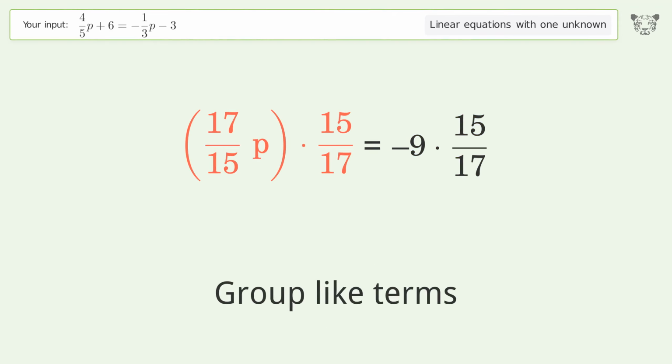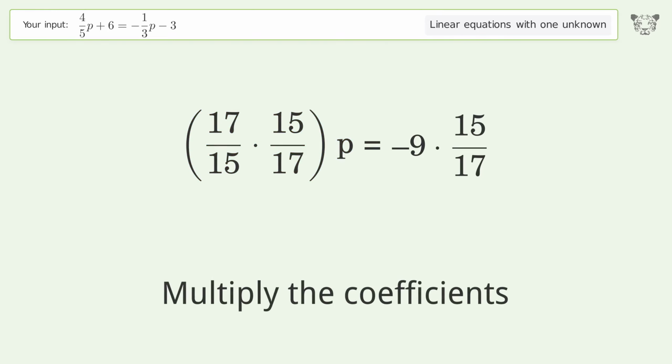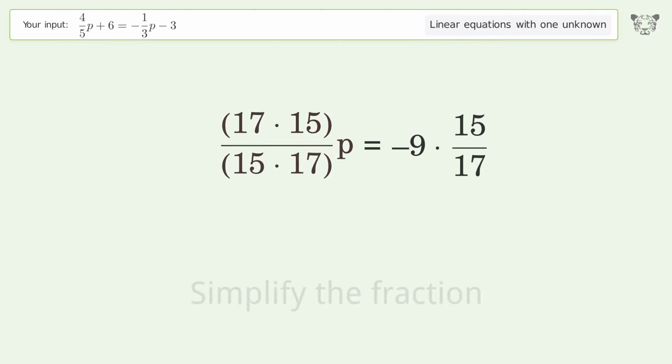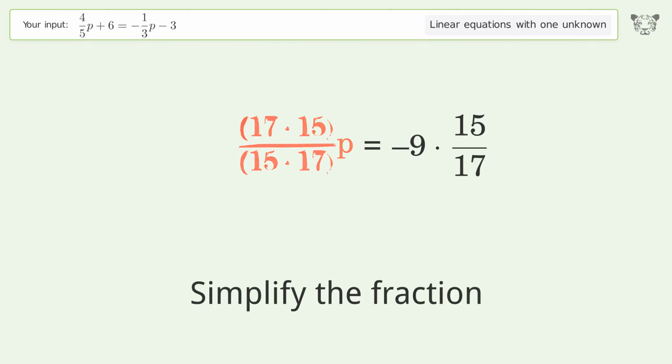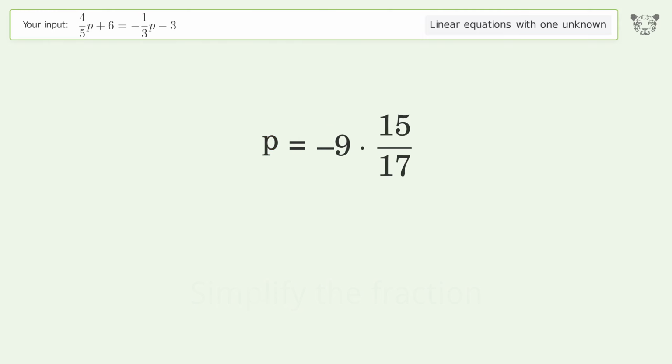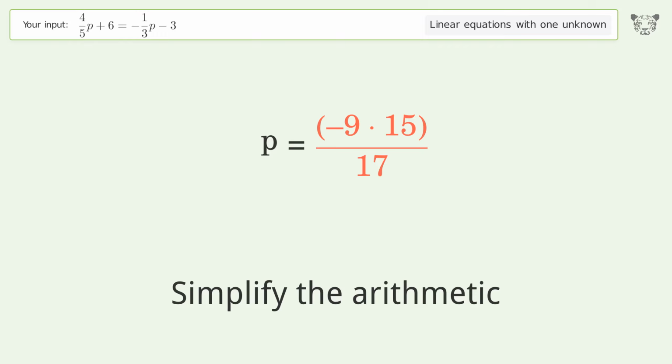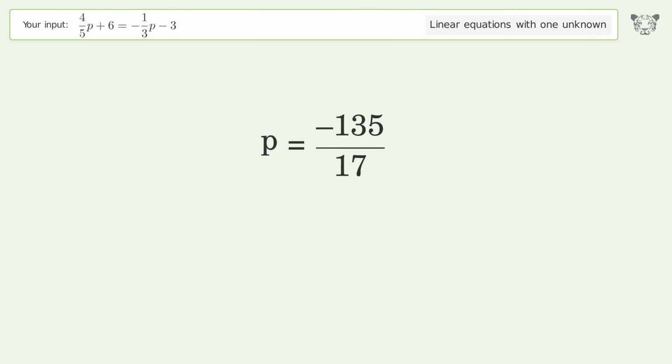Group like terms. Multiply the coefficients. Simplify the fraction. Multiply the fractions. Simplify the arithmetic. And so the final result is p equals negative 135 over 17.